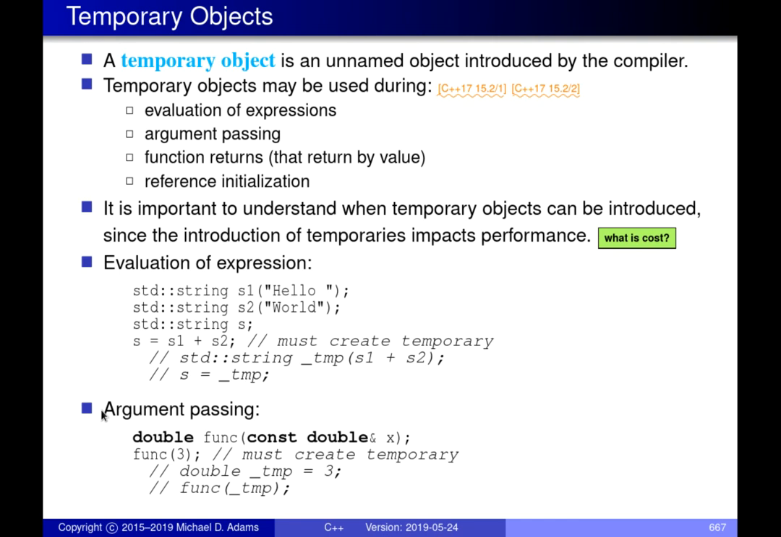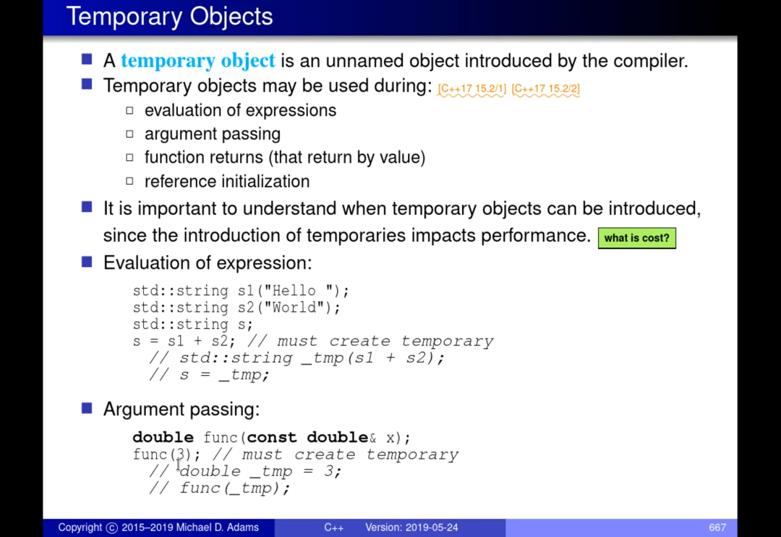So we're looking at some earlier examples. I'm going to start out with the last bullet on the slide. Another example of situations in which the compiler may generate temporary objects is when you're passing arguments to a function. In this particular case, we have a function called func. It's passing by reference because of the ampersand here, specifically by reference to const. And it's a double, the value that's being taken here. And then we're passing an integer value of 3 to the function.